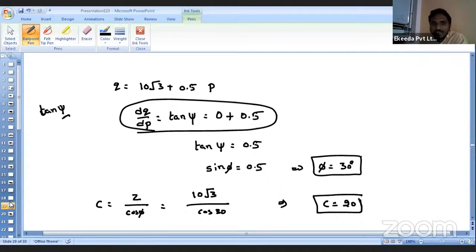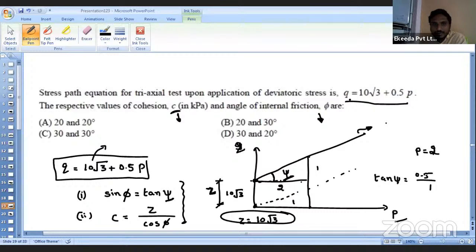Correct? Did they mention anything about the unit here? Nothing, but they mentioned it is kilopascal. Okay, fine. How much are you getting for cohesion? 20. And how much is your angle? 30 degrees. See? And one more thing: while picking the answer, see, 20, 20, 30, 20. The major mistake we can make here also: we got the answer 20, 30.